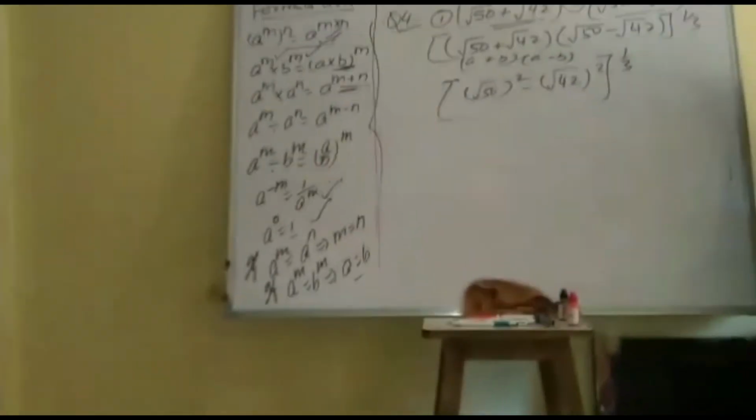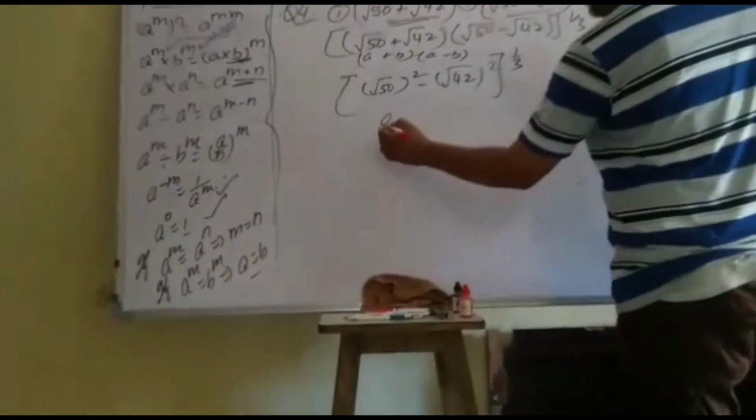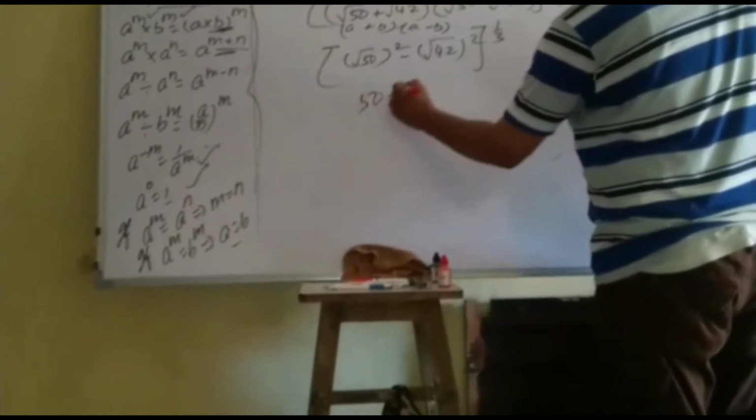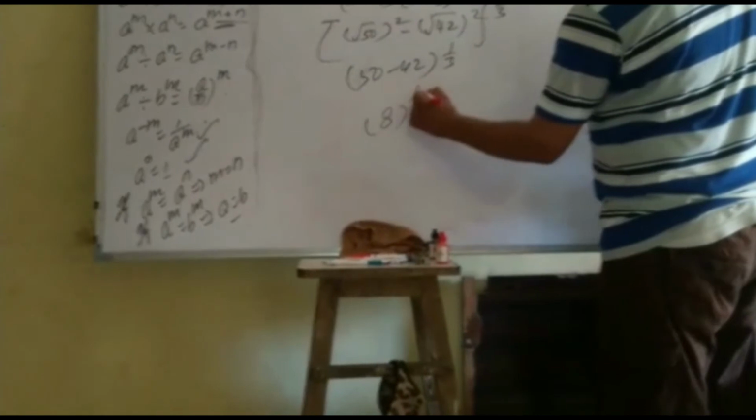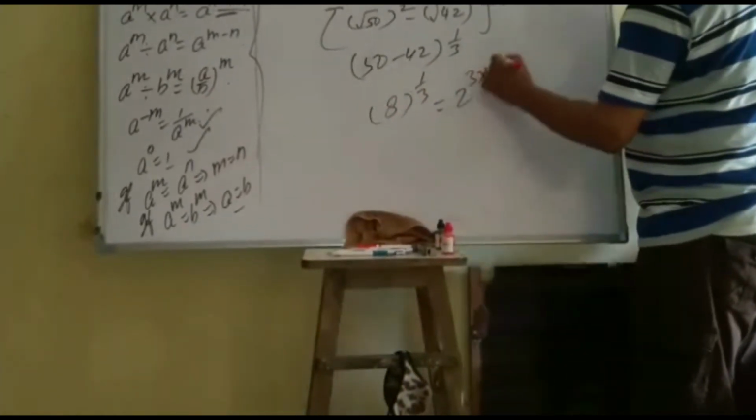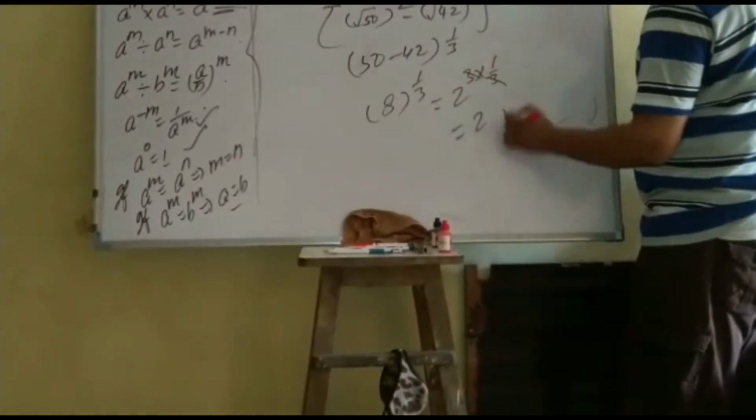So it will be (50 minus 42) raised to power 1 by 3. So it is 8 raised to power 1 by 3. So 2 cube into 1 by 3, 3 cancels. 2 is your answer.